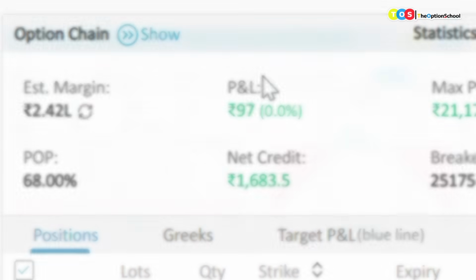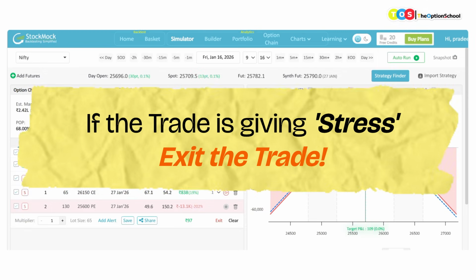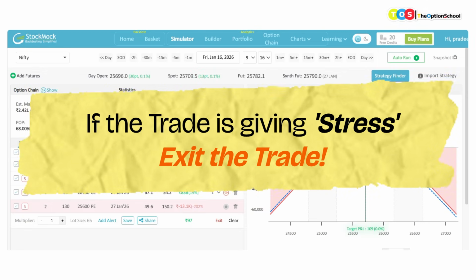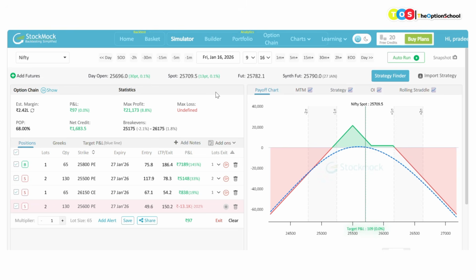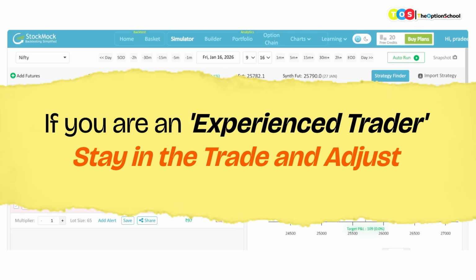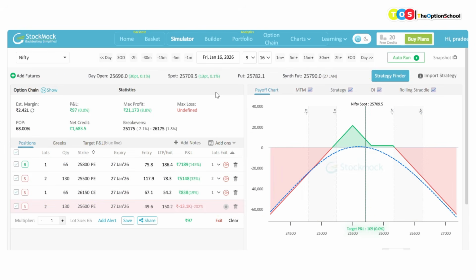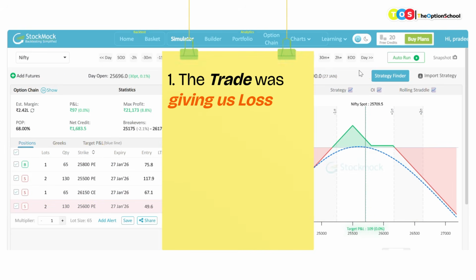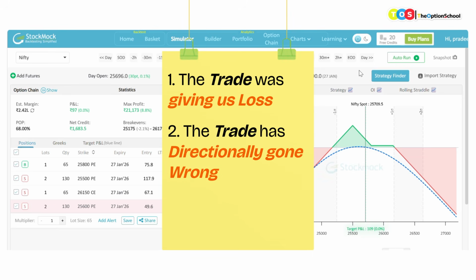I'm making 97 rupees. Yes, if the trade is giving a lot of stress to me, I should get out of the trade. But yes, again, I'm saying, if you are an experienced trader who knows these tricks, you can still stay in the trade and try to get out with some profit, however little it is. As of now, 97 rupees profit. The trade which was giving me a loss, the trade which has directionally gone wrong, I was bullish. That's why I created a put ratio spread, but the market has become bearish.